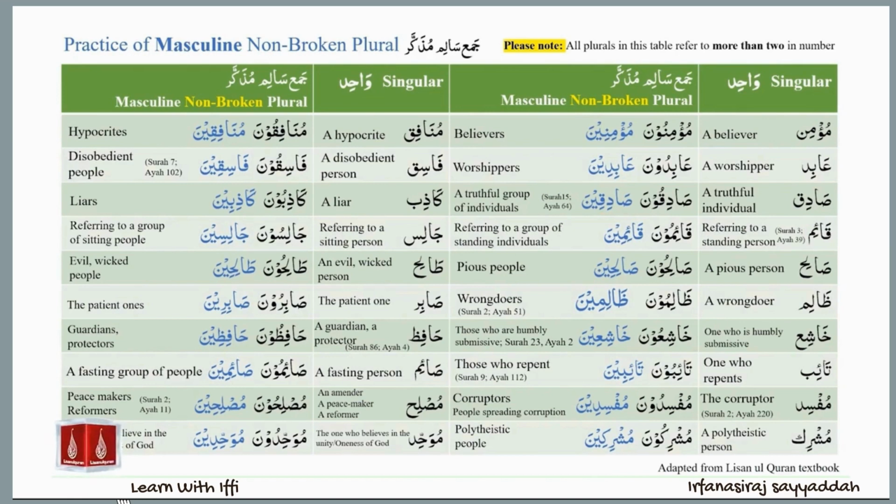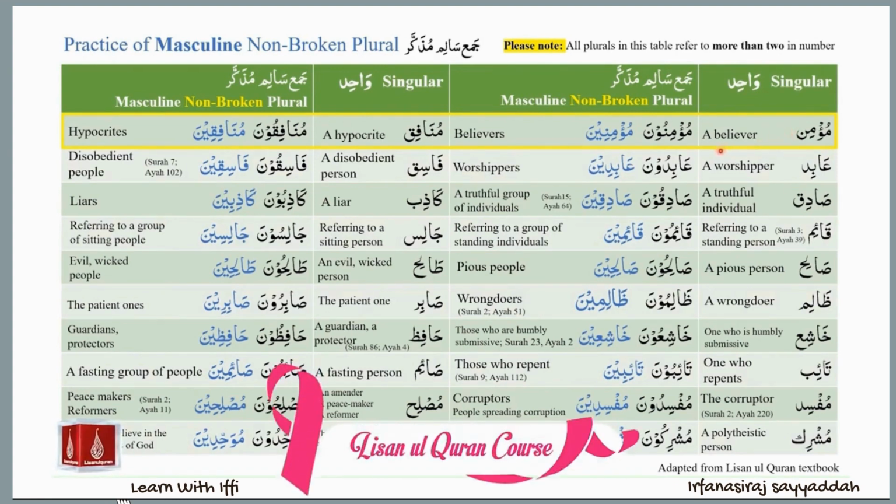We will start with the word mu'min. Mu'min means a believer or one believer. Mu'min is wahid or singular. Mu'min is masculine in gender. And mu'min is also a sifat. So the corresponding plural will be a masculine non-broken plural.